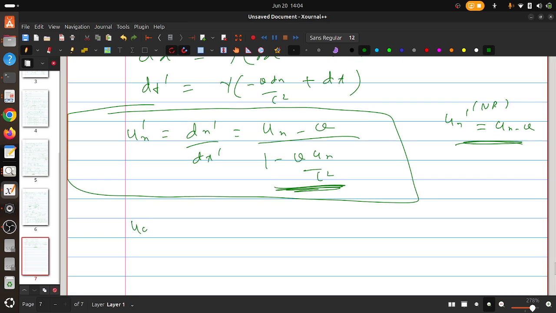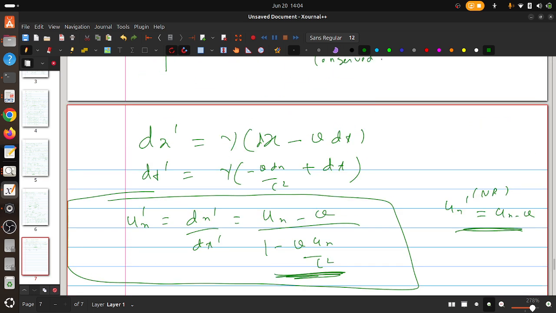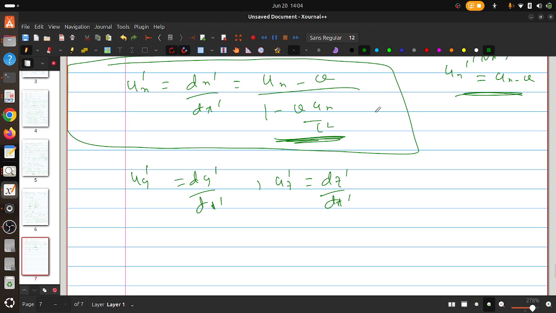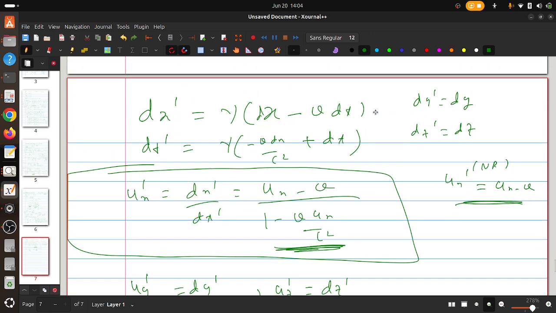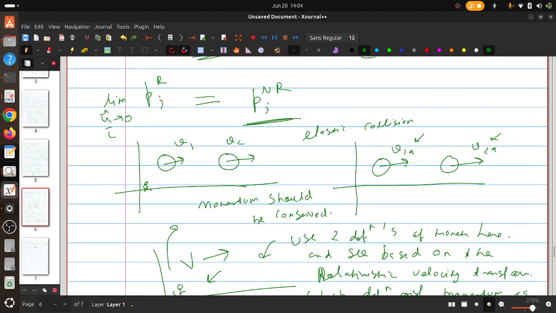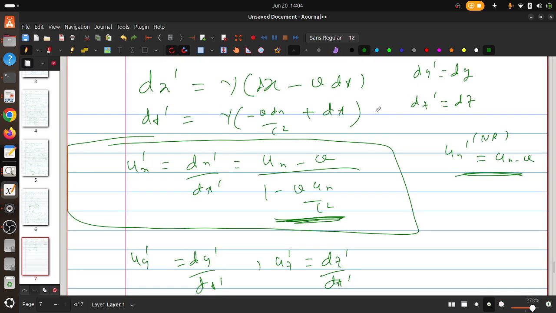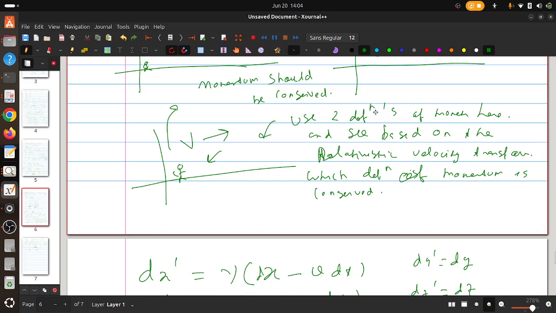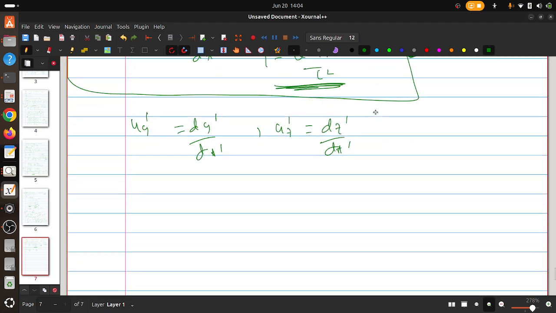Same you can do with uy prime, derive it using dy prime by dt prime, and uz prime using dz prime by dt prime. Plug into these formulas where dy prime is dy only and dz prime is also equal to dz. So plug in, take out dt, and then derive ux, uy, uz. But you don't need all of them. I assume everything on the velocity is on the x-axis, so only this formula you need, right? And then you can transform here and see which definition of momentum is going to be conserved.